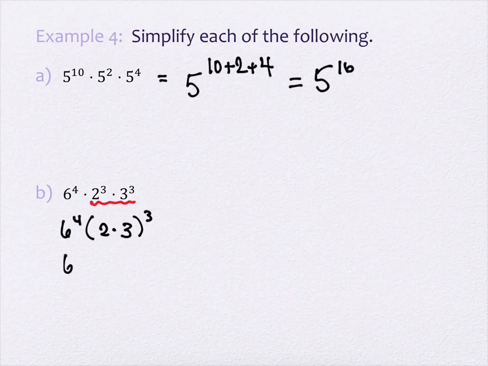And it's actually pretty nice because what is 2 times 3? 6. And now I have 6 to the 4th and 6 to the 3rd, which would give me 6 to the 7th. Okay?